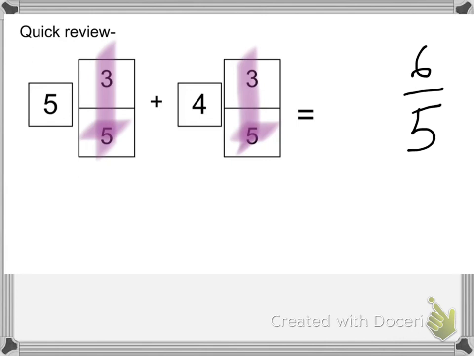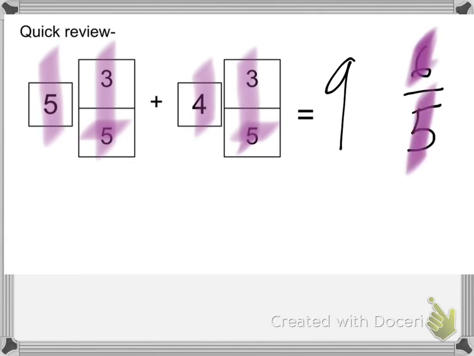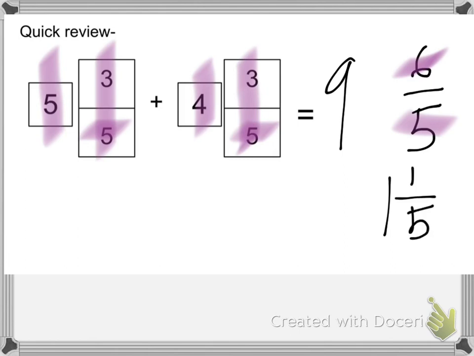And then I'm going to add my whole numbers. So my 5 and the 4, which equals 9. You can leave it like this, or since my numerator is bigger than my denominator, what you can do is turn that into a mixed number. So 5 can go into 6 one time, and there is 1 remaining, so 1 1/5, and then add the 1 to the 9 to make it all 10 1/5.